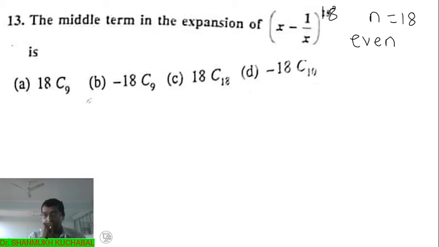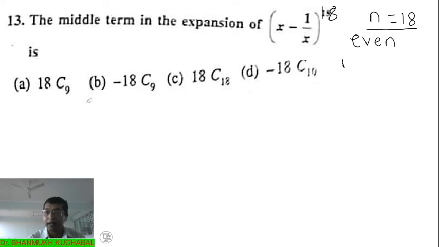Suppose if it is an odd number, there will be two middle terms. Here, n equal to 18, we will get only one middle number. So that we have discussed in the last class. Those who are new to this video, kindly go to it.